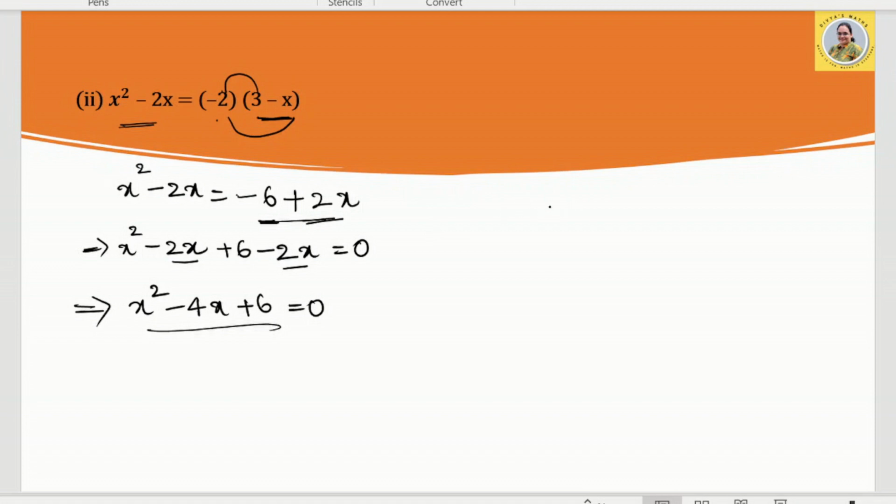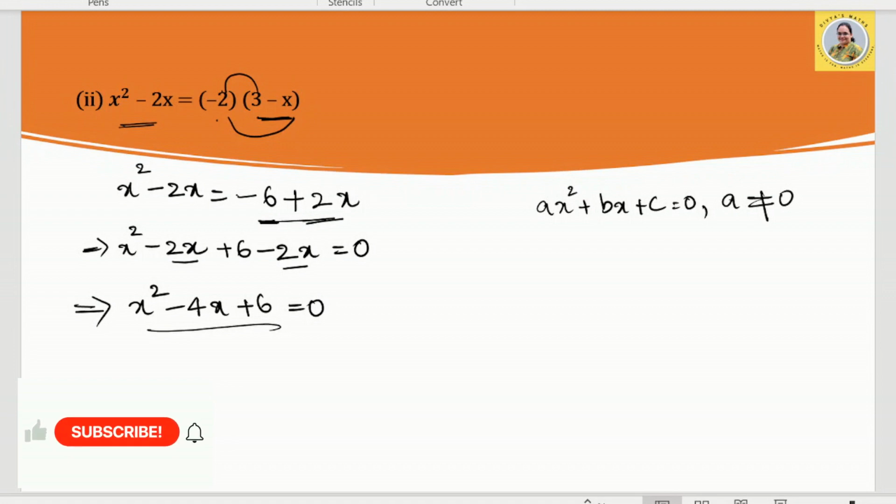So, what is the general form? ax square plus bx plus c is equal to 0, where a should not be equal to 0. If you see this equation, a is not equal to 0, right? Because a is equal to 1. Yes, so hence we can say it is a quadratic equation.